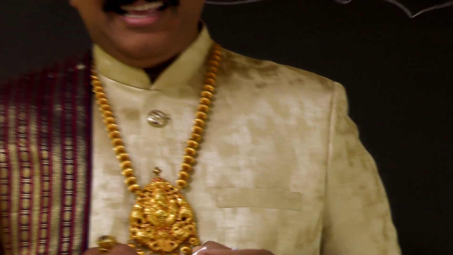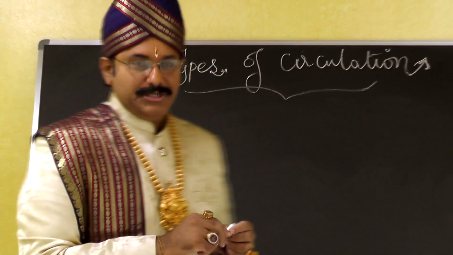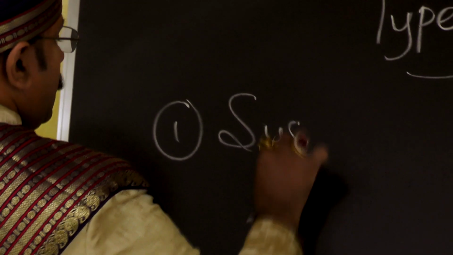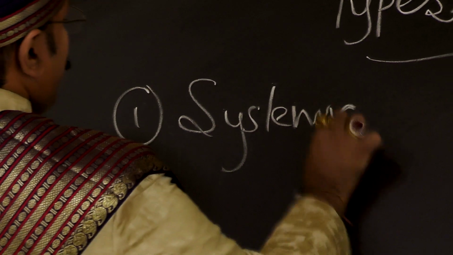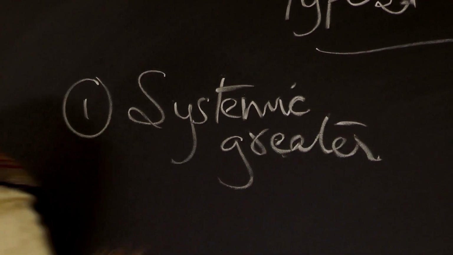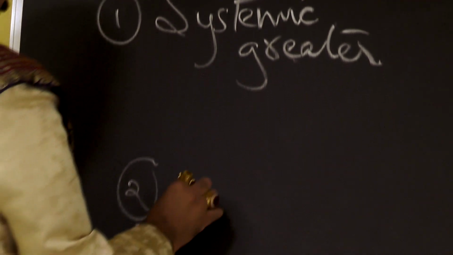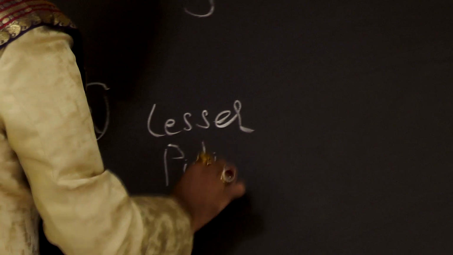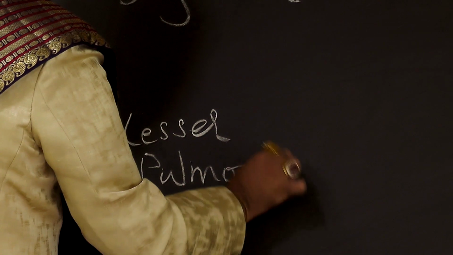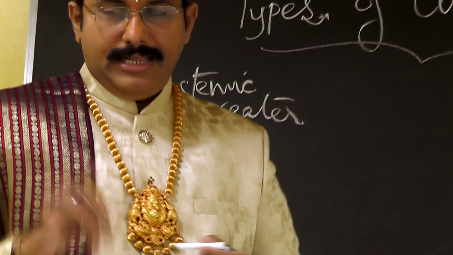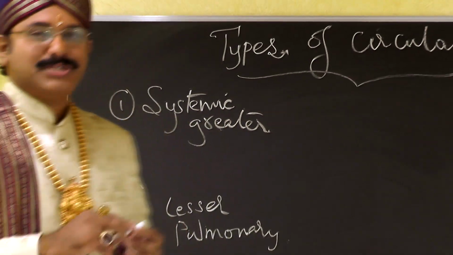Types of circulation. Basically, there are two types of circulation. First, it is called systemic circulation, which is also called greater circulation. And the second is the lesser circulation or the pulmonary circulation. Okay, systemic circulation or greater circulation, the lesser circulation or pulmonary circulation.